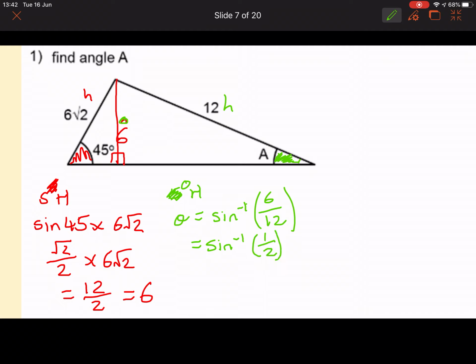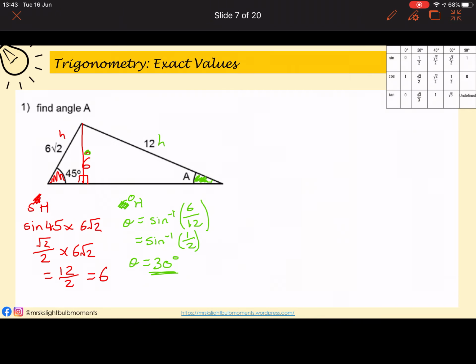Now to do the inverse sine, it's basically working backwards. Which angle gives you a sine theta value of a half? Look at your table, the angle is 30. Okay, because under sine 30 you have the answer of a half. So we found that angle A is 30.